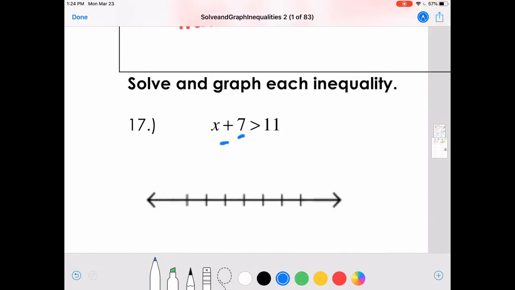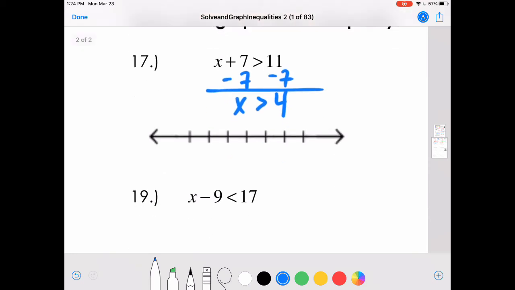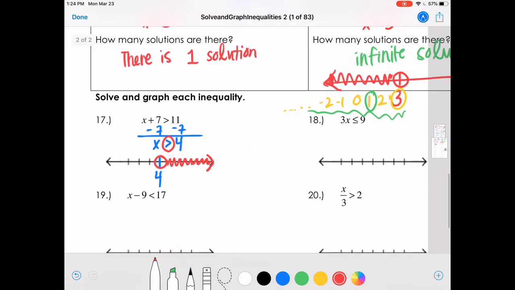All right, the next problem set is going to be just like your homework. Solve and graph each inequality. Isolate your variable. First one we get is x is greater than 4. To graph, put the number 4. I just picked the middle since it's not labeled. Open circle, shade to the right because your inequality is a greater than. So I just went ahead and shaded to the right.